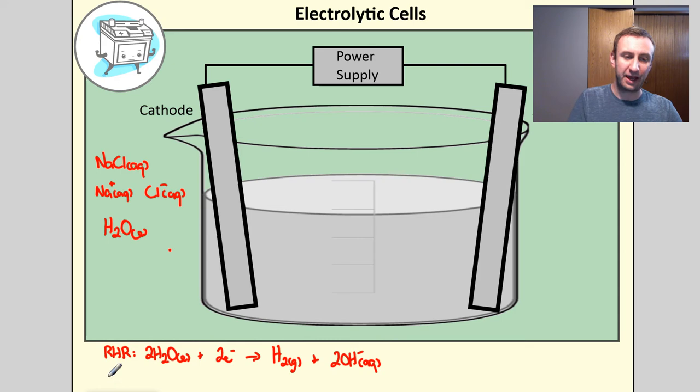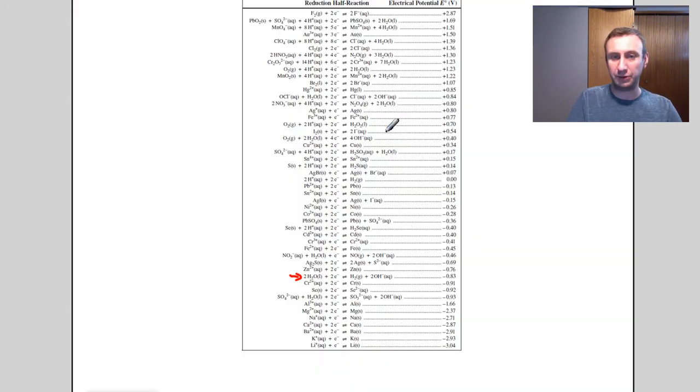So that's my reduction half reaction. For my oxidation half reaction, this is where it gets interesting, because even though this is my SOA, when I look at the strongest reducing agent going from the bottom right up, you would think it would be water. This is the first thing you come to, but it turns out that this is actually what ends up going through the reaction. The chloride ends up being the thing that gets oxidized.